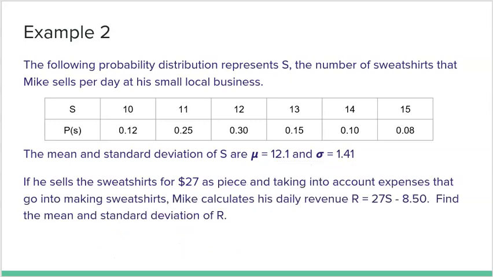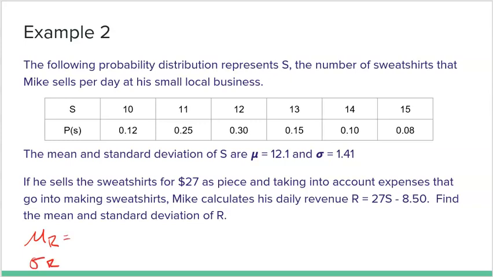All right, same exact example. Sweatshirts, sales, we get it. Now, if he sells the sweatshirts for $27 a piece, and he takes into account the expenses. I mean, he has to spend money on buying the sweatshirts, maybe the ink to put a design on them. He has to pay his employees who actually do the selling of them. So there's some expenses involved as well. So Mike's revenue is going to be a combination of how much he makes per sweatshirt minus $8.50. That is the expense that goes into the sweatshirts. So what is the mean and the standard deviation for his revenue?